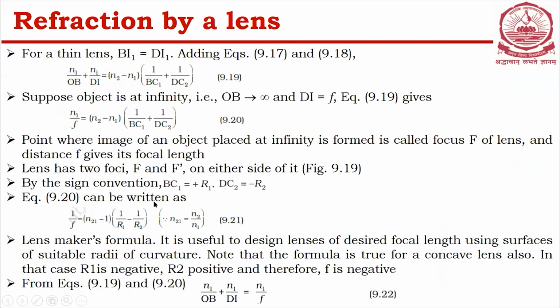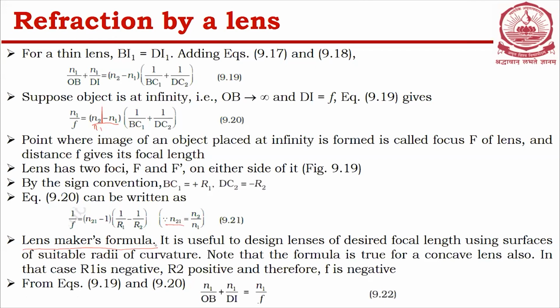After substituting the sign convention for the radius of curvature and the relative refractive index, I can write the Lensmaker's equation, that is 1 by F is equal to (n21 minus 1) into (1 by R1 minus 1 by R2). How do I get n21? I'm just dividing by n1, so n2 by n1 is nothing but n21, the refractive index of the second medium with respect to the first. This is your lens maker's formula.